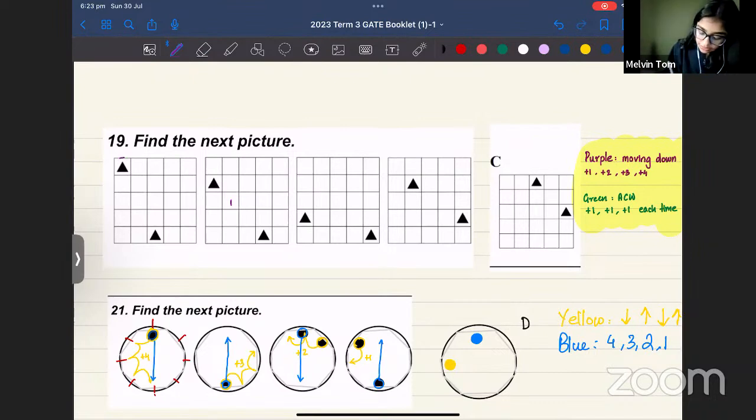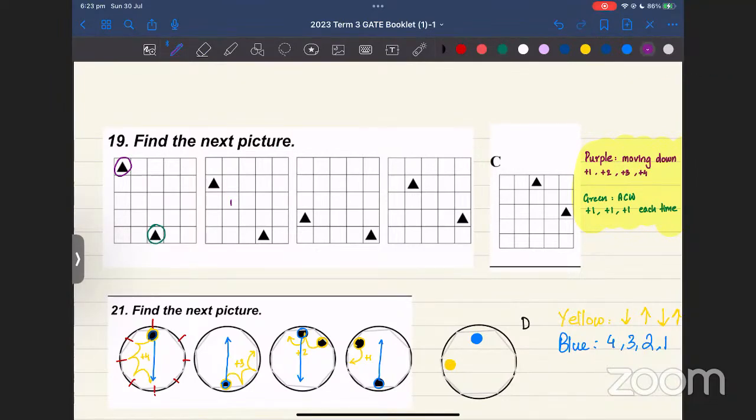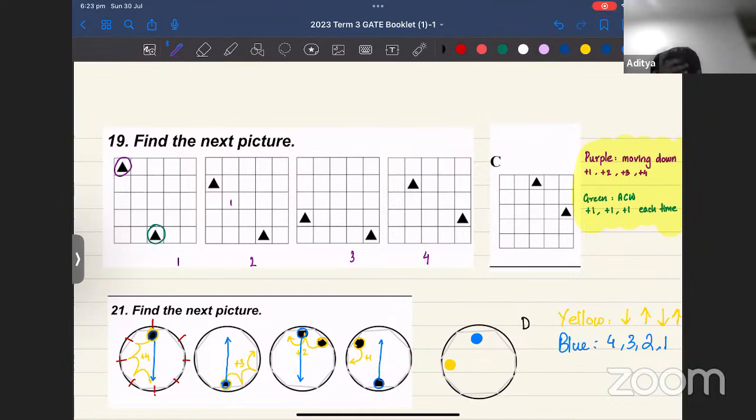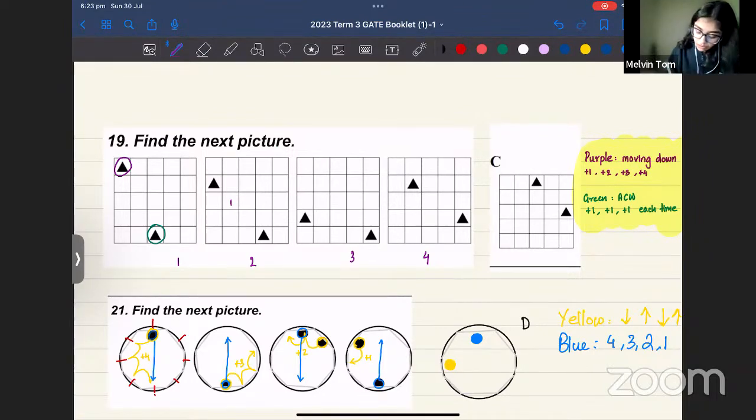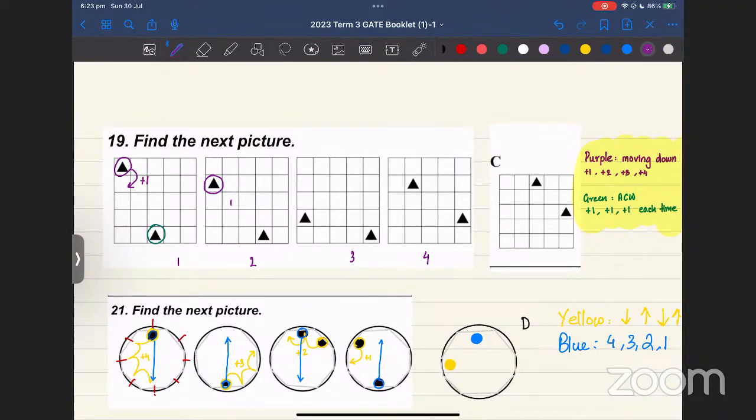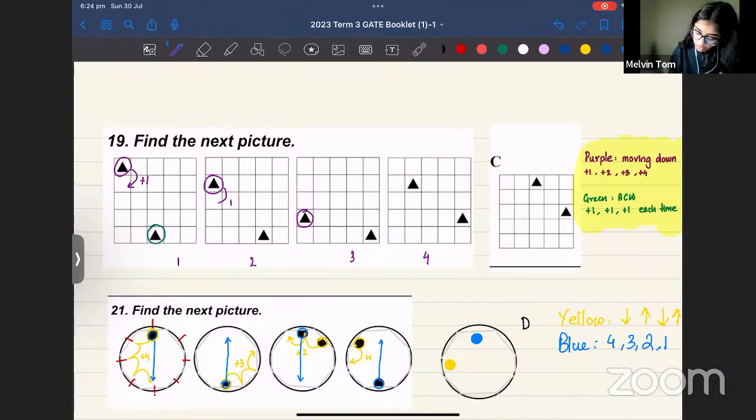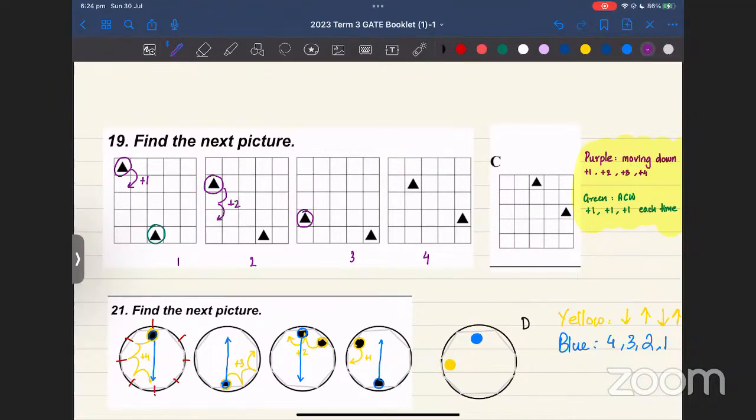Now let's look at question 19. We'll call this the purple triangle. And the next one we'll call the green triangle. Let's look at the purple triangle first. From image 1, the triangle moves one time to image 2. This is clear? Now, from image 2 to image 3, it's moving 1 and 2, which is plus 2.